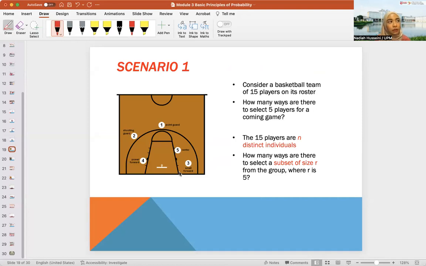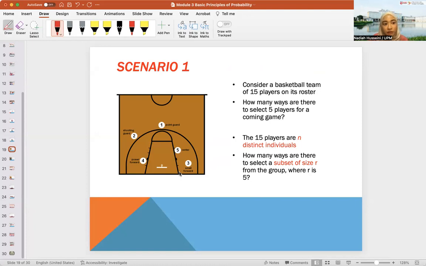So we talked about the product rule, whereby we identified the stages, and for each stage, how many possible ways or outcomes you can get. We talked about tossing a coin versus selecting plumbers and electrical contractors, and dice.